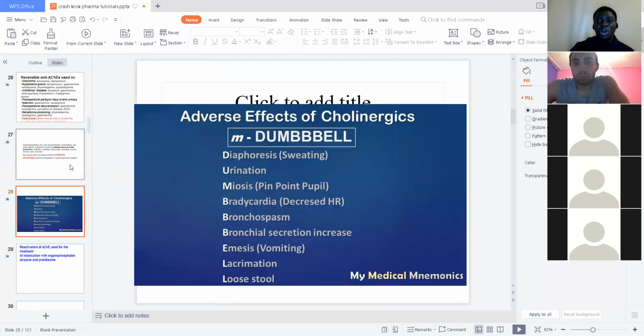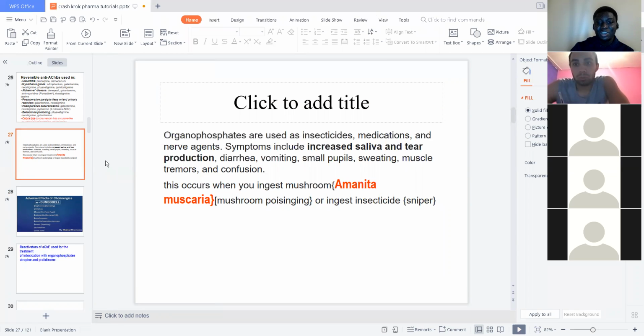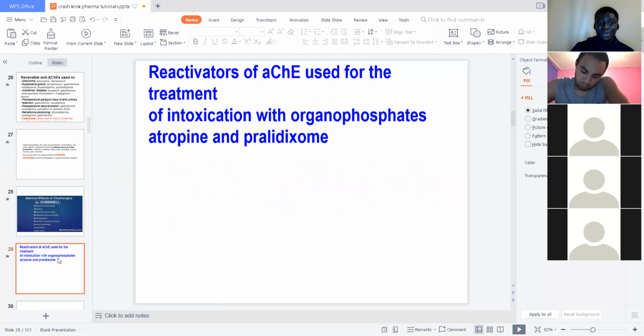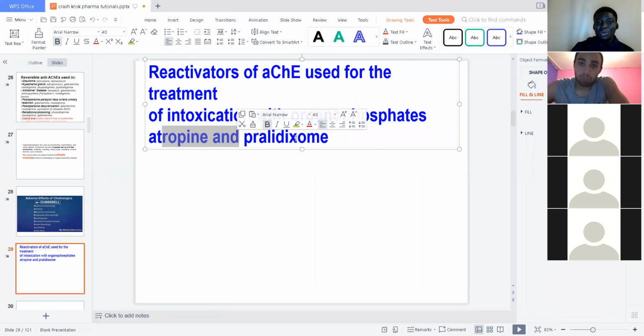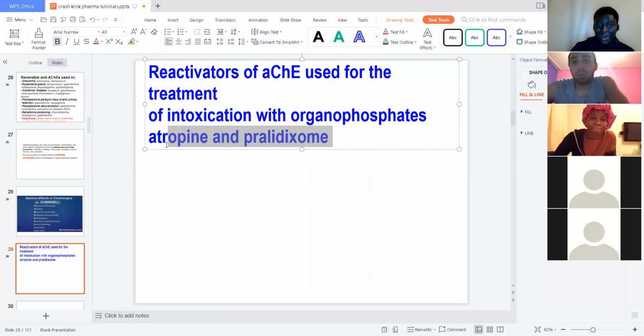And how do you treat organophosphate poisoning? Use an antagonist of cholinergic drugs. Atropine is a treatment for organophosphate poisoning. So we're going to give atropine and pralidoxime. I want you to memorize this because this is a core question. Atropine and pralidoxime are used to treat organophosphate poisoning.